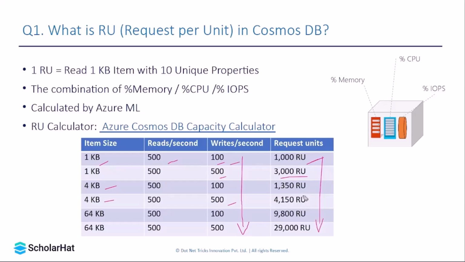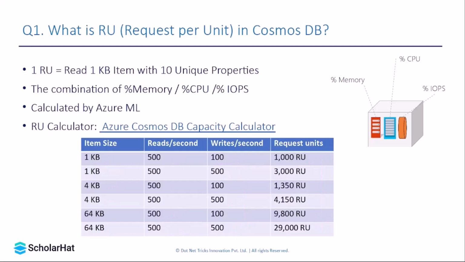Since Cosmos DB supports a multiple region database, whenever you write something into the database, that is replicated across all the different regions of Cosmos DB, and that includes a good amount of cost. So that's why you can say that for the same item size, if you only do a read, you will have to pay a lesser amount as compared to if you do both read and write operations. So this is all about request unit in Cosmos DB.